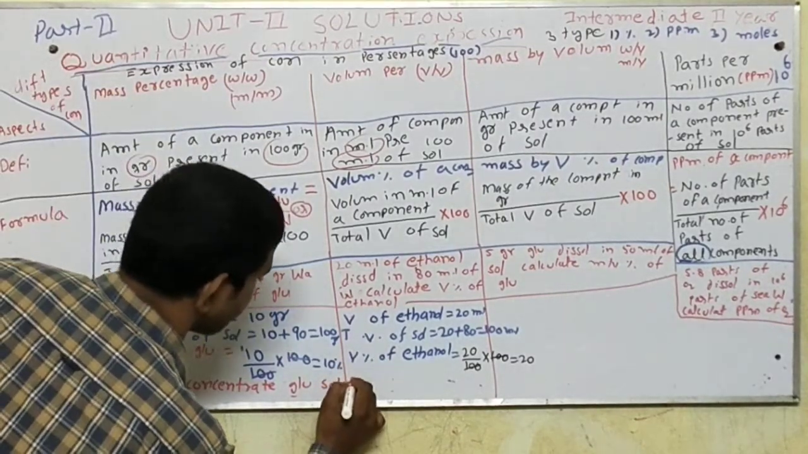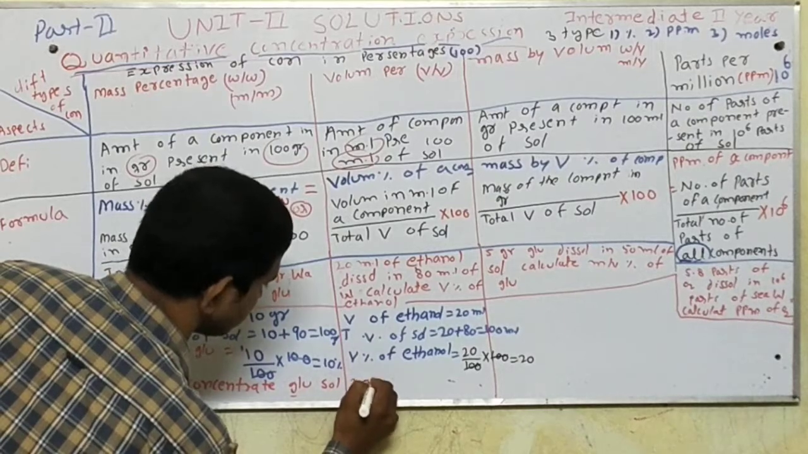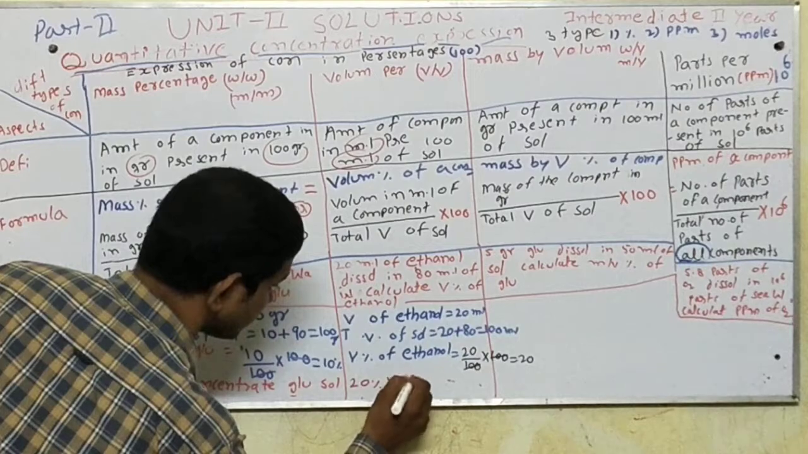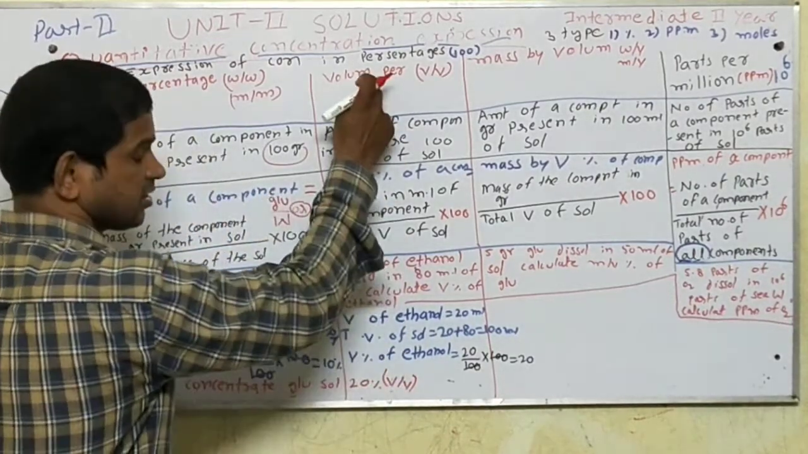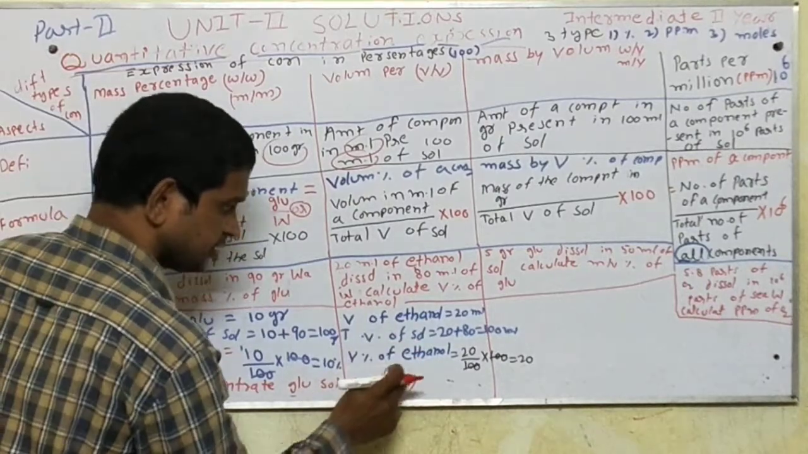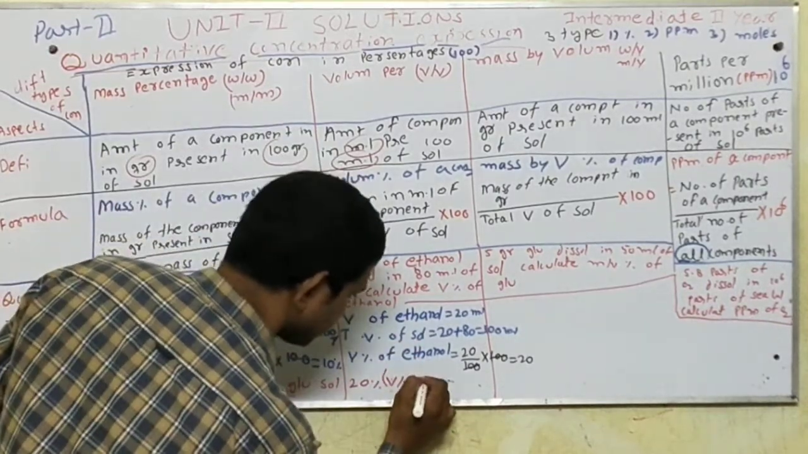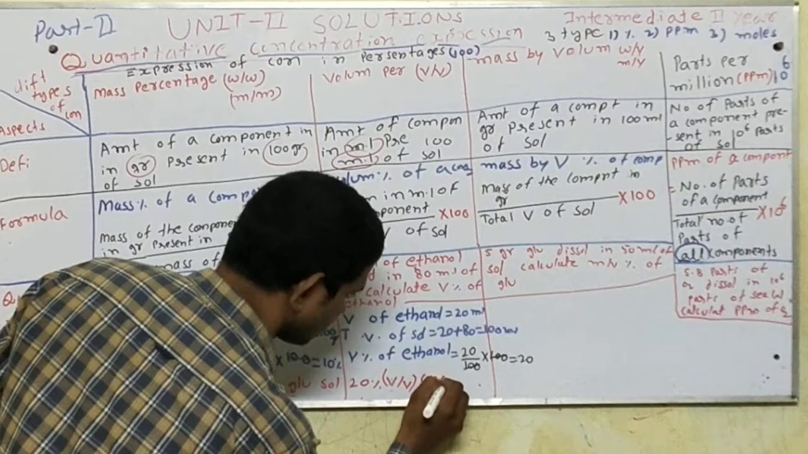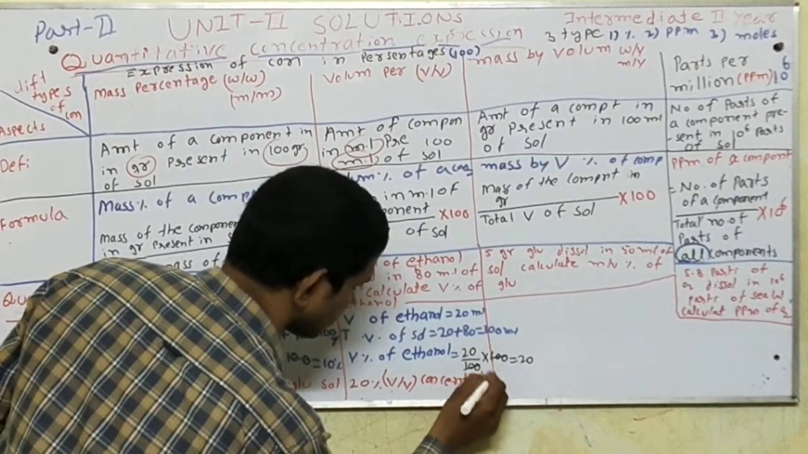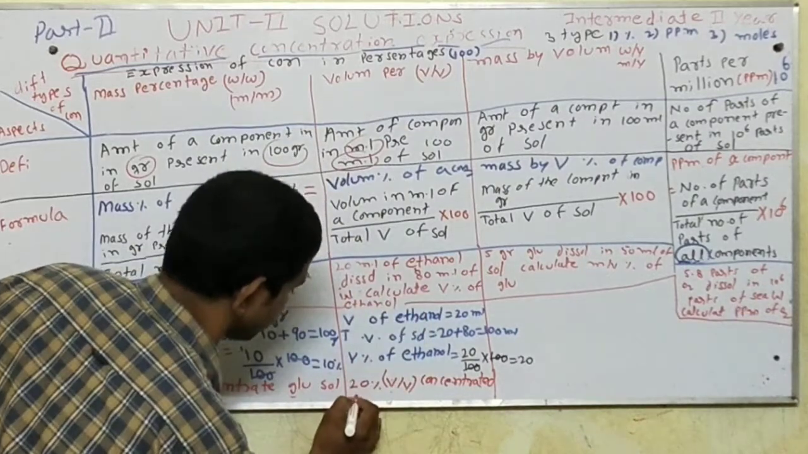And we have to write the expression of concentration. See, 20%, and here it is V by V, because we are discussing volume percentage. 20% V by V concentrated ethanol solution.